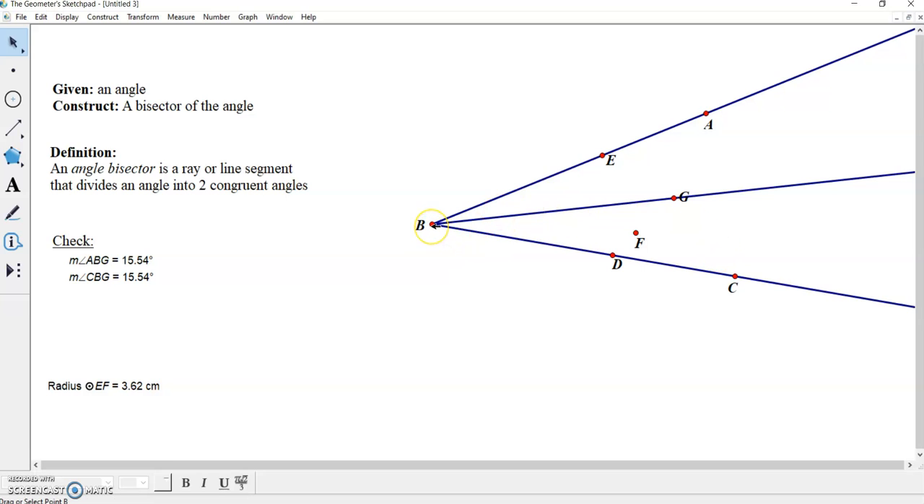So we did accurately create an angle bisector, ray BG. And that's how you construct a bisector of an angle using Sketchpad.